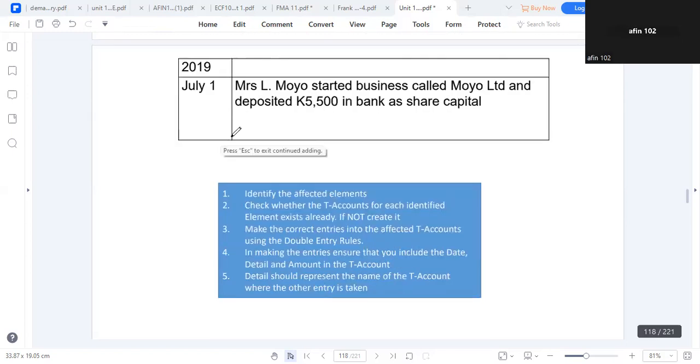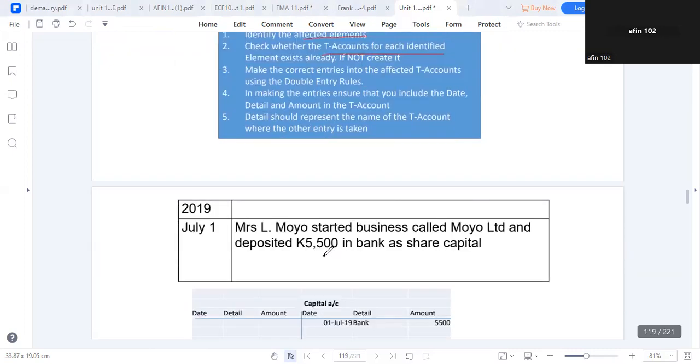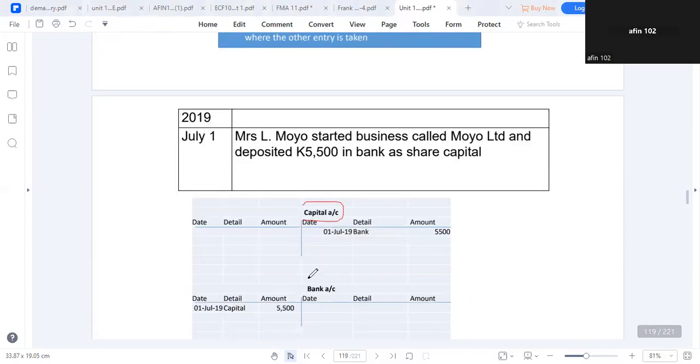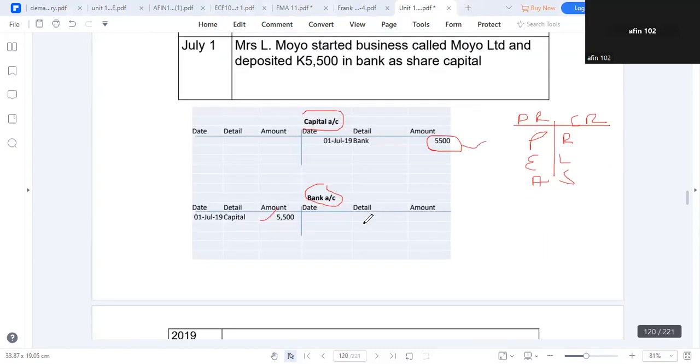So this is how the transactions now flow. The first transaction we had was a capital account. So we needed to identify the affected elements and also check whether the T account can be identified. If not, we can create it and then make the correct entries. So here we have the capital account and the bank account. Whenever we're starting, capital always increases. Remember, when you're using pairs, always have this in mind. So capital, to increase it, we credit it. Then bank is an asset, so to increase it, we debit it.